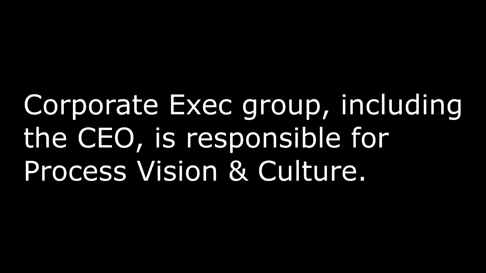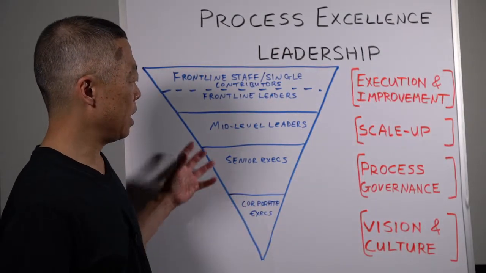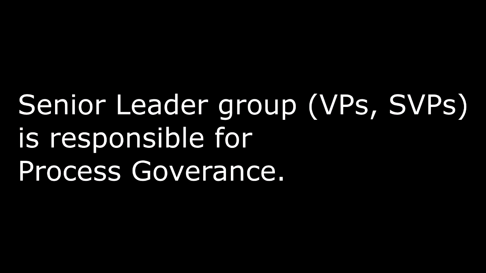And they will be responsible for the process vision and process culture. Reporting to these corporate execs is a layer of senior executives, so typically VPs, SVPs. And this group is responsible for the behaviors and the activities that we described as process governance.